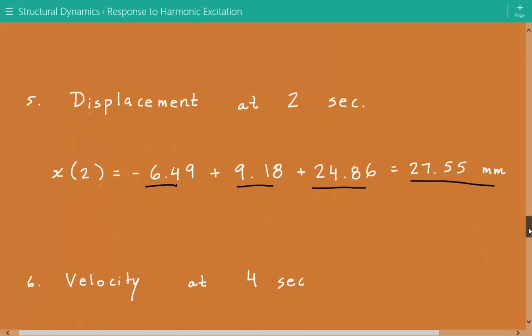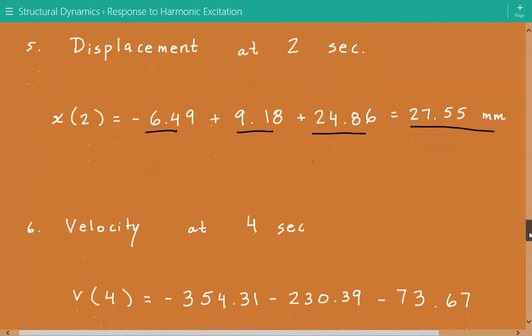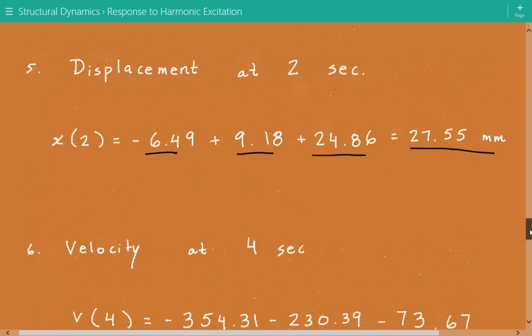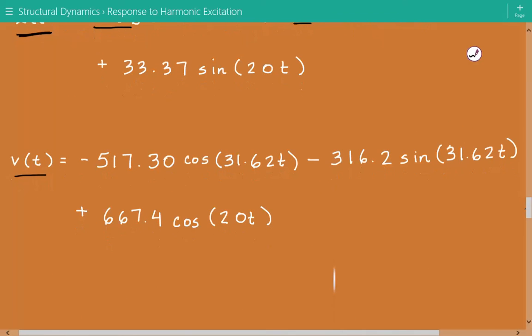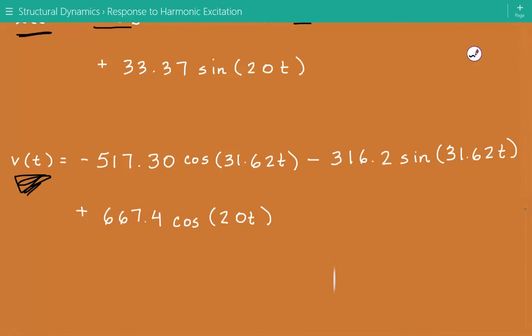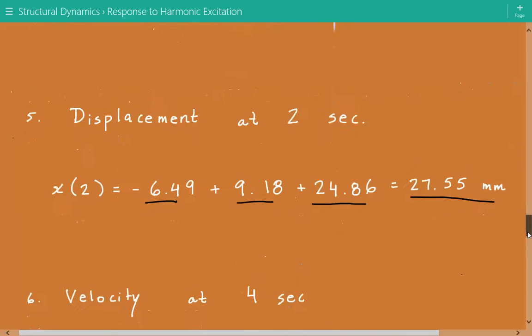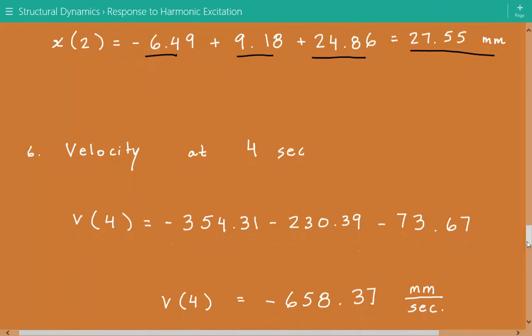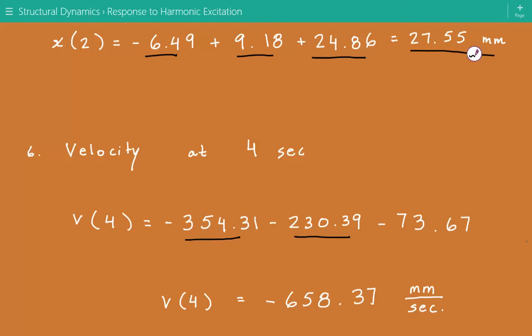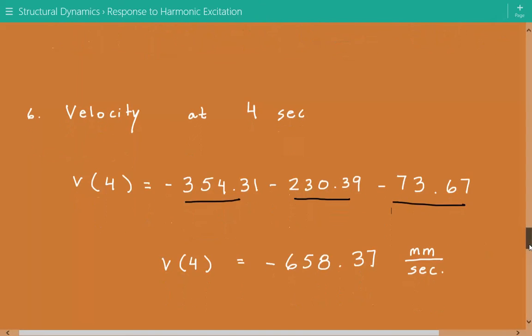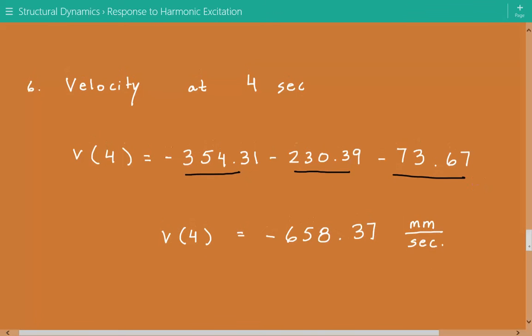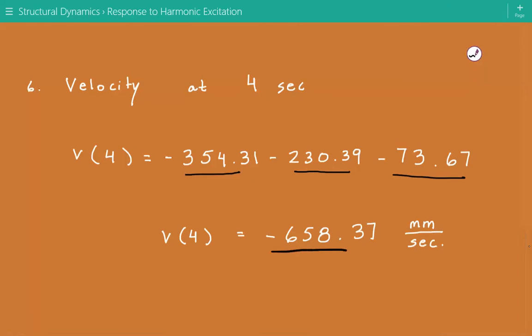And lastly, we can calculate the velocity at time t equals 4 seconds. So we just plug in t equals 4 seconds into this velocity function here, and we get that it's equal to negative 354.31 minus 230.39 minus 73.67. So the velocity at time t equals 4 seconds is equal to negative 658.37 millimeters per second. And this is the end of this example.